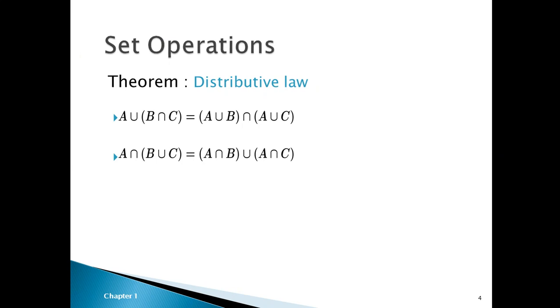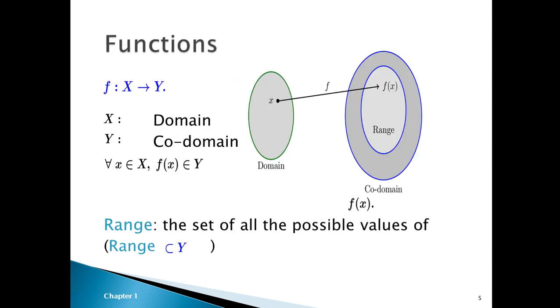The second theorem is the distributive law. The distributive law says that A ∪ (B ∩ C) = (A ∪ B) ∩ (A ∪ C), and A ∩ (B ∪ C) = (A ∩ B) ∪ (A ∩ C).